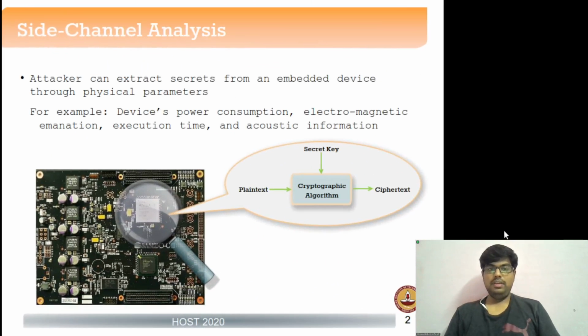In cryptography, there are some forms of attack. They do not bother about software implementation. Rather, they focus on the hardware when it is executing sensitive information. An attacker can extract secret information from an embedded device through physical parameters. The physical parameters can be anything such as power consumed by the device, electromagnetic emanations from the device, execution time, and also acoustic information. These types of attacks are known as side channel analysis or power attacks.